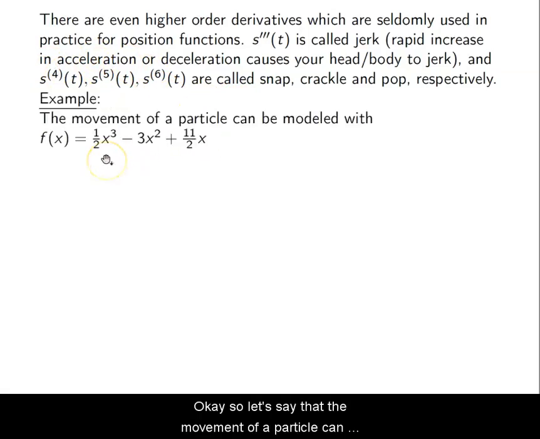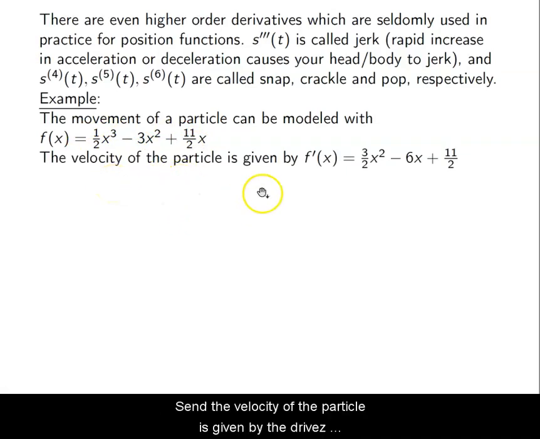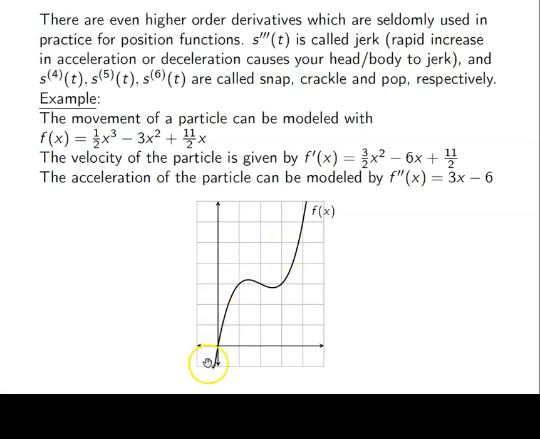So let's do an example. Okay, so let's say that the movement of a particle can be modeled with this third degree polynomial. Then the velocity of this particle is given by the derivative, which is 3/2 x squared minus 6x plus 11/2. The acceleration is the second derivative, which is 3x minus 6. Okay, so here, this is my position. Okay, this models my position over time.